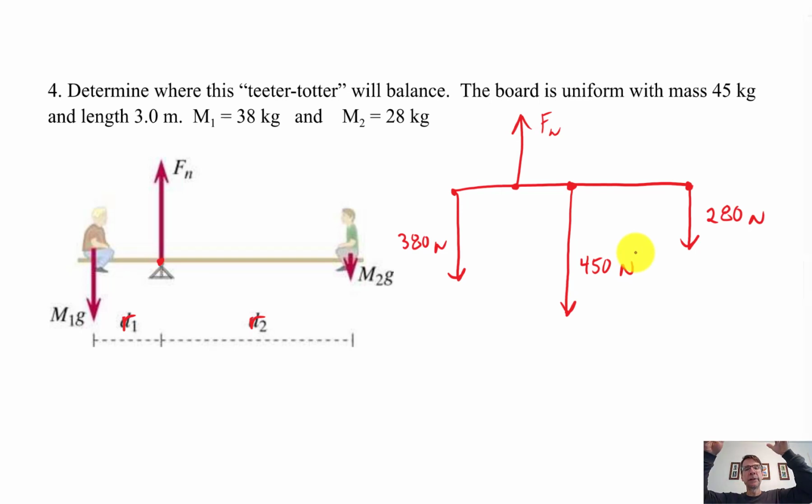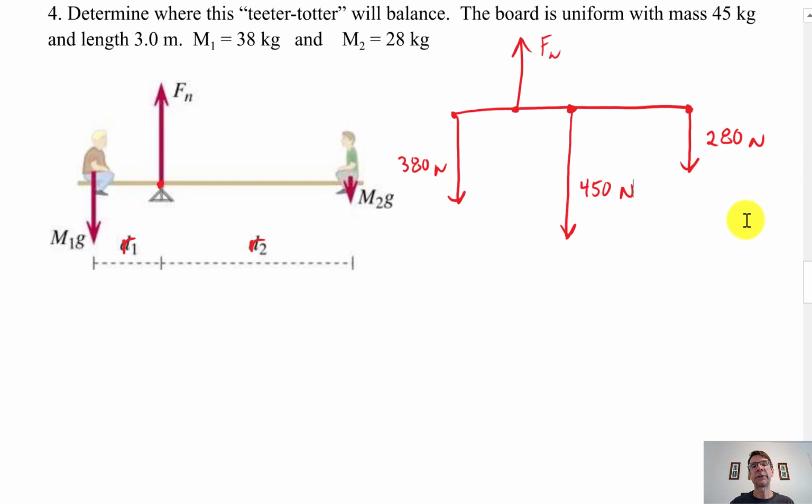So the two kids are applying downward forces. The weight of the board is down. And once again, the weight of the board is all spread out, but we're treating the board as a 3-meter board with all its weight in the center. And here's where the support force is. Now, this is a case where the first condition of equilibrium is easy. The F net equals 0.